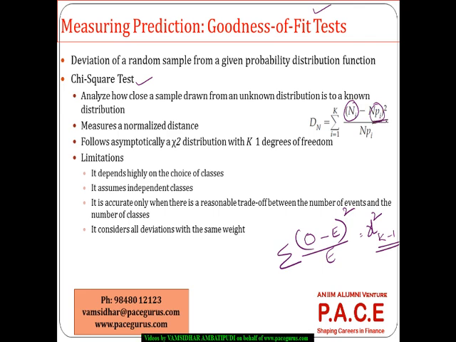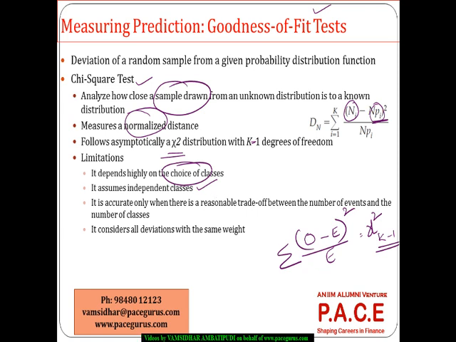If I assume it's a binomial distribution, I take that as the expected value, squared, divided by the expected value. So we analyze how close a sample drawn from an unknown distribution is to a known distribution. It measures a normalized distance, and it assumes a chi-square distribution with k minus 1 degrees of freedom. Though it's a decent measure, it depends on the choice of the classes. How many classes am I using? 2, 3, 5, 20? And it assumes that all the classes are independent.